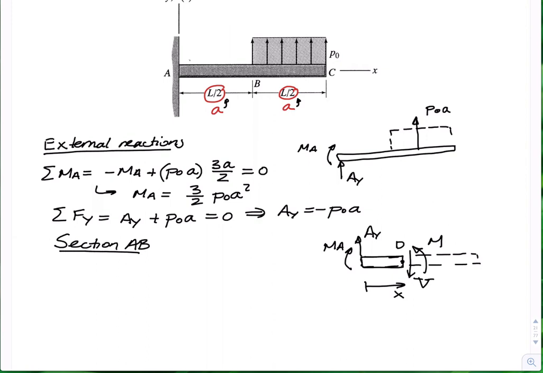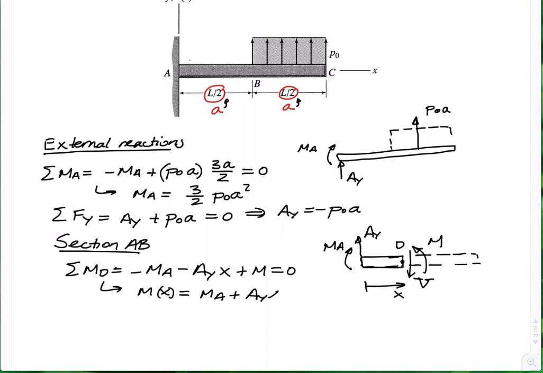So whenever I sum my moments about D, I get minus MA. This is the reaction from the wall. I have AY. It's got a moment arm of X. It's going to be in the minus Z. And then the internal bending moment there of M. So therefore, the internal bending moment for the beam is going to be equal to MA plus AY X. And we've already found MA, so that's 3/2 P naught A squared. And AY is minus P naught A, then that gets multiplied by X.